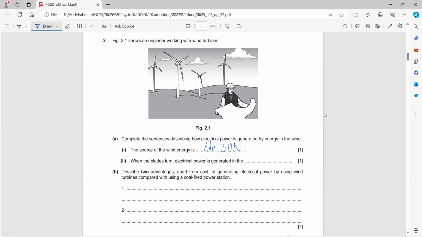When the blades turn, electrical power is generated in the... where? Not the turbine. Where is the electrical power generated? In the motor? Literally generated in the generator. Generator.